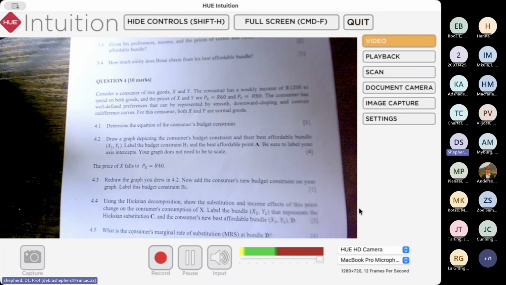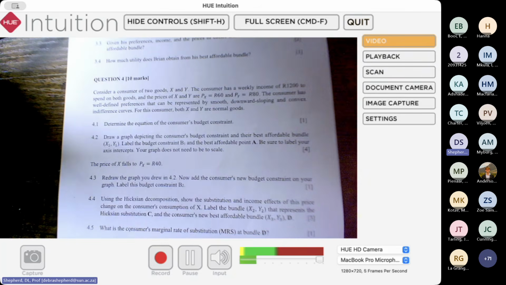Okay, so question 4 said, consider a consumer of 2 goods.